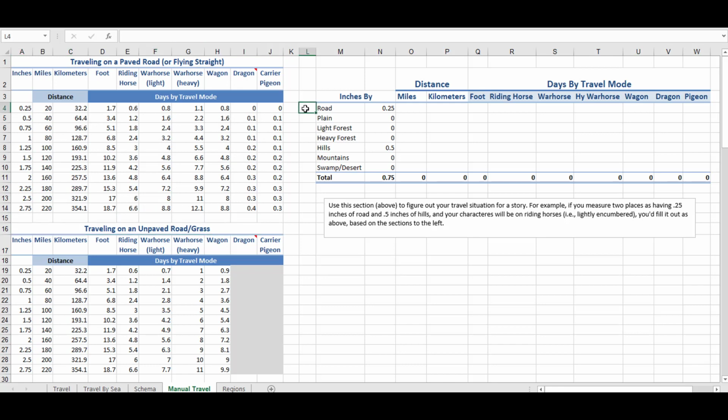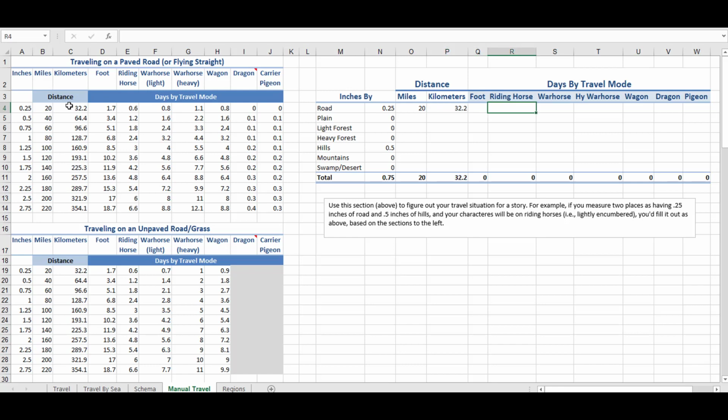So the question then is, how do we go about using this? And the answer is, I want to call your attention to this area of the screen over here. Let's say that our characters are doing a journey and we have decided that they're going to travel on road for about a 1/4 inch based on our measurement. Well, we can see over here that a 1/4 inch is 20 miles, so we just manually type 20 into this. And we can also see that kilometers is 32.2, so we type that in.